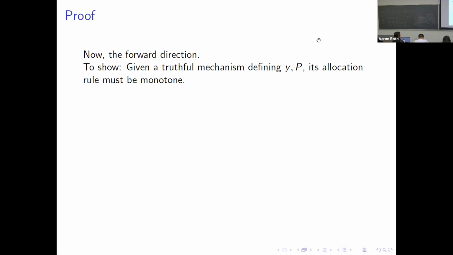Okay, so to show, you hand me something that you claim is a truthful mechanism. So it has an allocation rule. In particular, it defines this object y that we're talking about, and it's got a payment rule. And what I need to be able to do is look at this object you've handed me and hand you back a proof that your allocation rule is monotone.